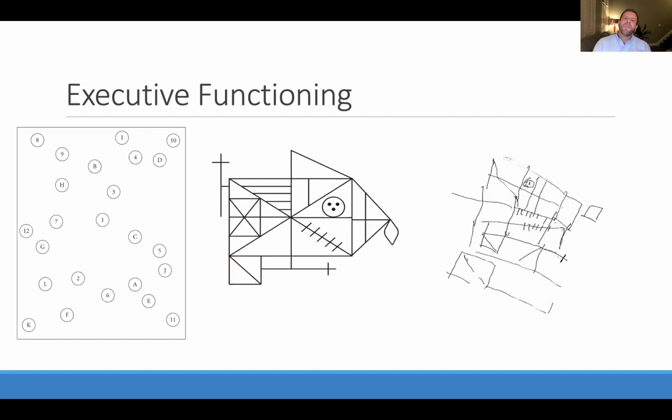Right. So these are examples of ways that we might assess executive functioning in a more direct way in the evaluation process. We would also be giving questionnaires and talking to families and teachers to understand if a student is struggling with those in day-to-day life. Right.